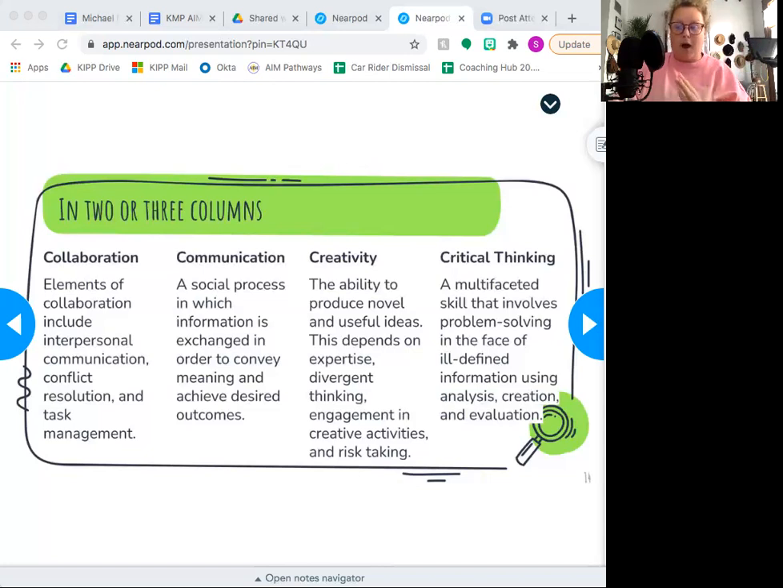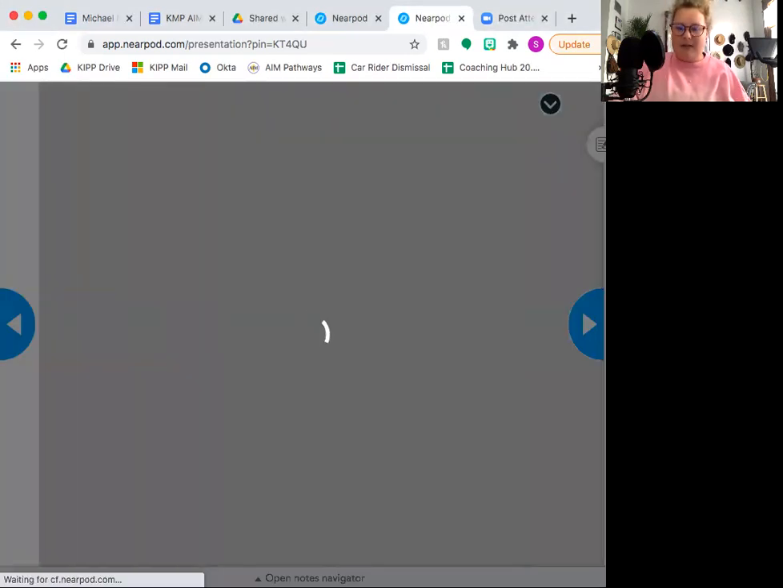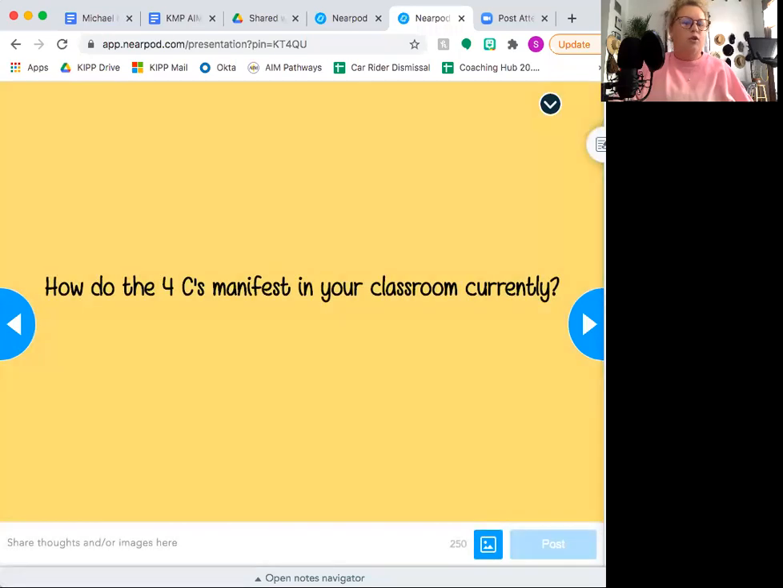These are 4 big, broad buckets that we know are important for pushing our students' learning in the 21st century. But we also know that this is already happening in our classrooms. I want us to take a moment and jot down 2 to 3 examples of how the 4 C's currently manifest in your classroom.